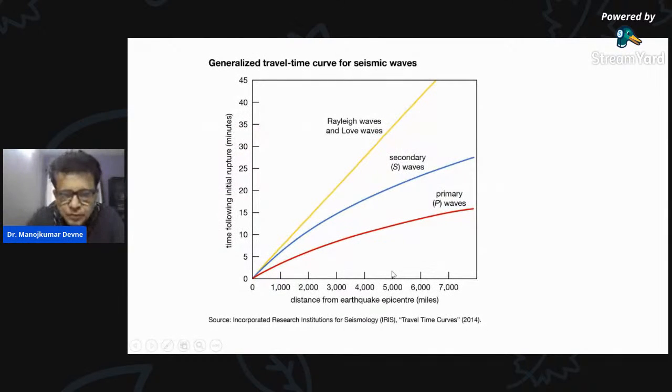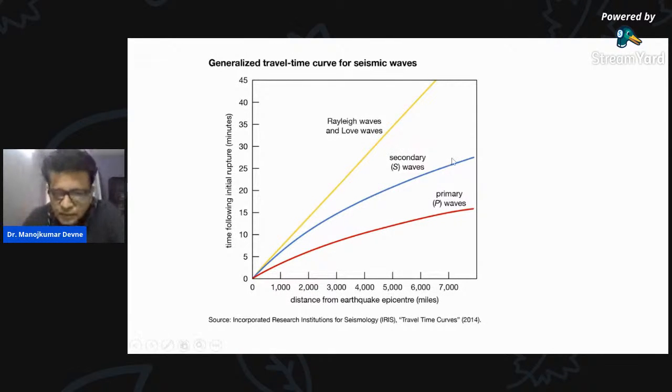And let us see this graph as far as travel time curvature of seismic waves are concerned. Obviously, you'll see that the Rayleigh waves and the Love waves tend to travel very, very fast. Sorry, they'll travel a distance of 6,000 miles from the equator. Remember these waves. Now your scientific question would be, why is it that the Rayleigh waves and the Love waves are in a straight line, rather than the primary and the secondary waves being in curvature?